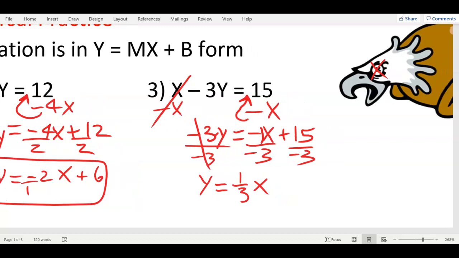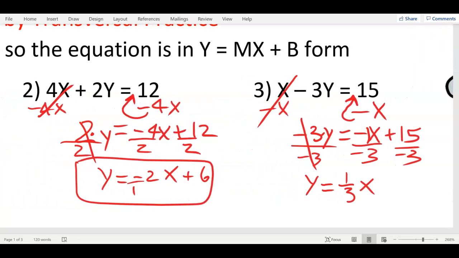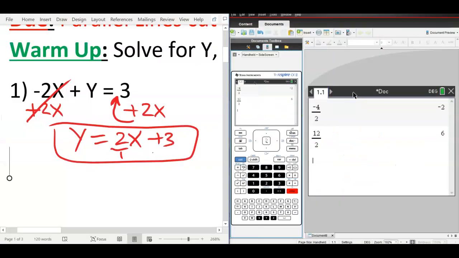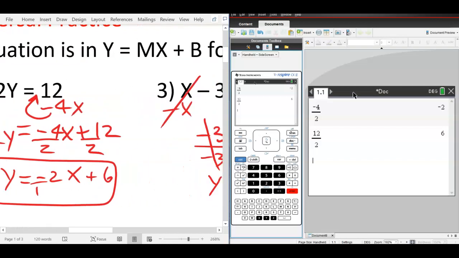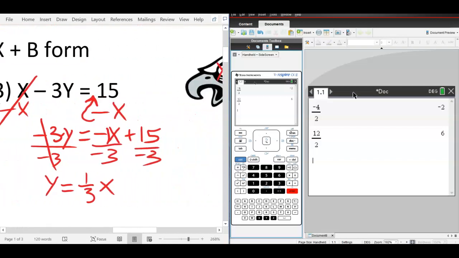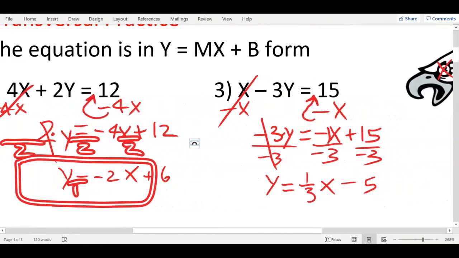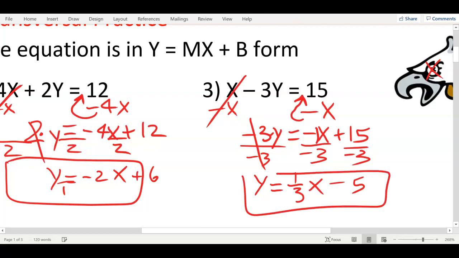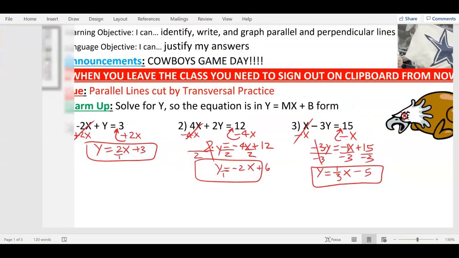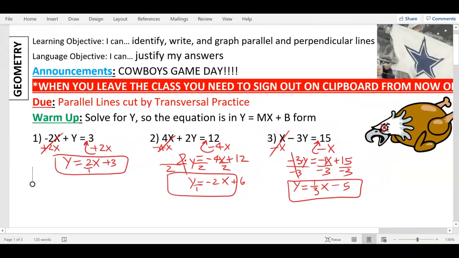And then, once again, your calculator can help you out. Negative 15 over negative 3 gives me negative 5, so I'll put minus 5 here, okay? Cool. That's how you solve for y.